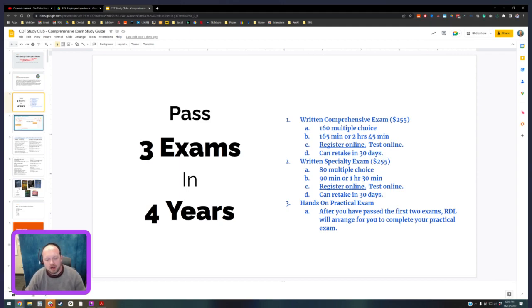So I personally am doing removable study, and the rest of our team, some of them are doing orthodontics. We've got a few doing different things, but the comprehensive exam we all take generically together. The specialty exam and the hands-on practical exam are specific to your area of study. So for me in removables, it would be all about dentures and polishing and stuff like that.